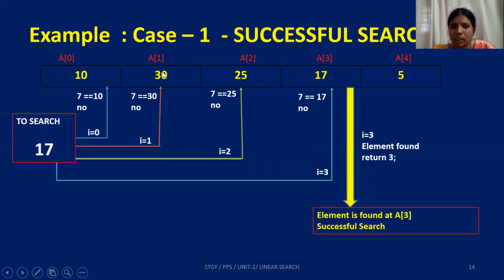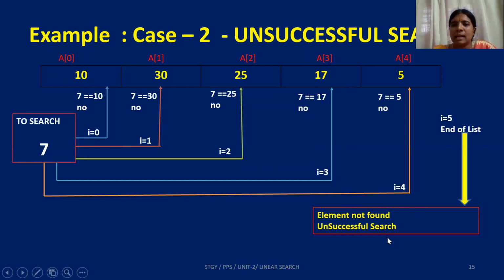Is 17 equal to 30? No, so therefore proceed, make i 2. Is 17 equal to 25? No, so move ahead. Is 17 equal to 17? Yes. There's a mistake here. So therefore you return your element. So you return the index i is equal to 3, stating that it is a successful search.